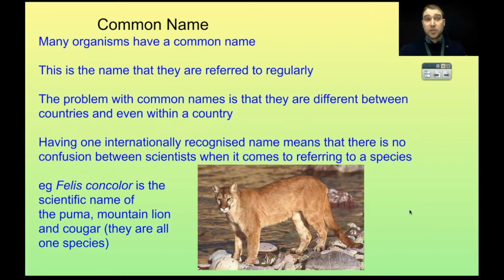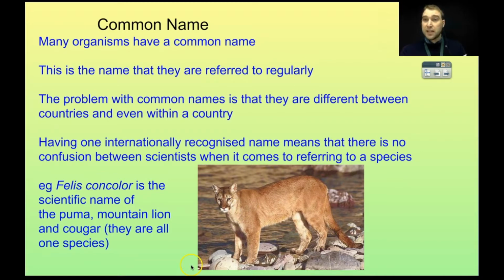Now we're going to look at some terminology. So many species have a common name. A common name is what they are referred to regularly in conversation. The issue with common names is that they're different between countries and even within a country, and this is where the Fritz thing comes up. So Fritz, mortadella, and Devon are all basically the same thing, but even within Australia we have three different names for it. By having one internationally recognised name, there's no confusion between scientists when they're referring to a name. So when we say a name, we know exactly what we're talking about.